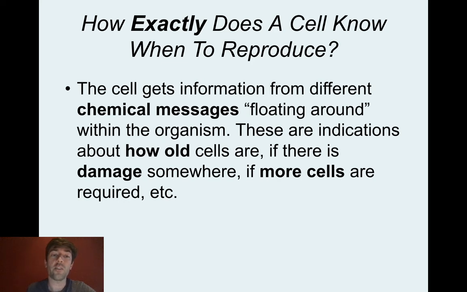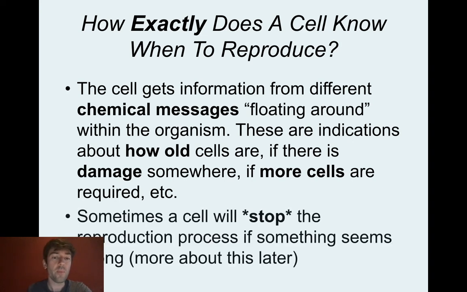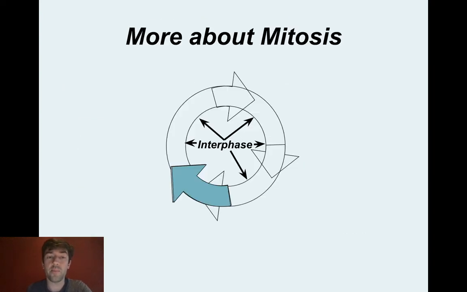These are indications about how old cells are, if there is damage somewhere, if more cells are required, etc. So cells are constantly getting these messages, but depending on what the messages are, that can trigger the reproduction and the division process. Sometimes a cell will stop the reproduction process if something seems wrong. We'll talk more about this later.